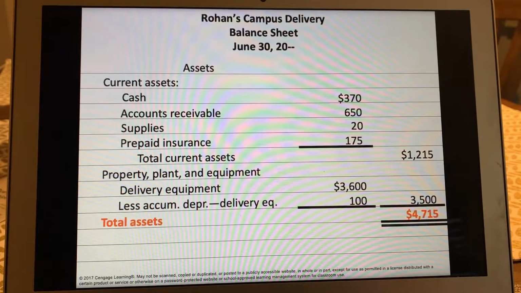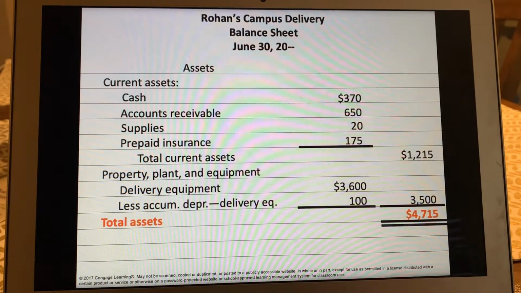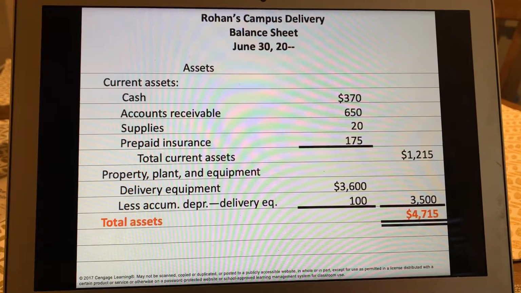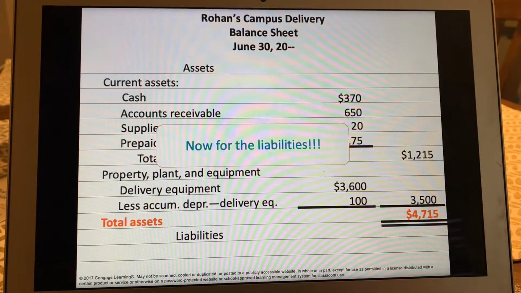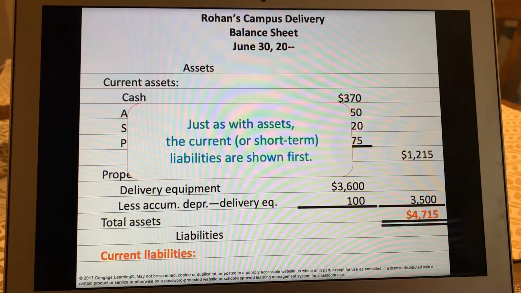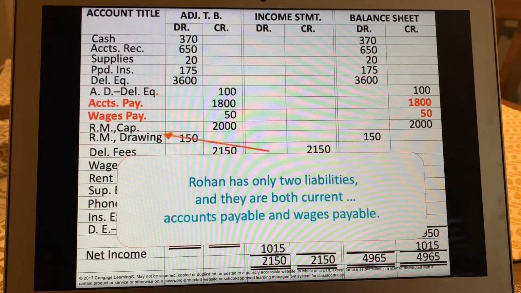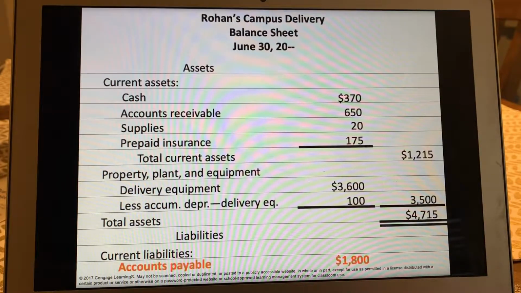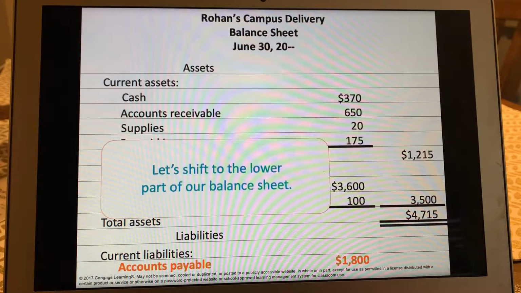Okay, so our total assets is $4,715. Now our liabilities and owner's equity have to equal $4,715. If they don't, we made a mistake. Now for the liabilities. Just as with assets, the current or short-term liabilities are shown first. So accounts payable, wages payable, which we defined earlier.